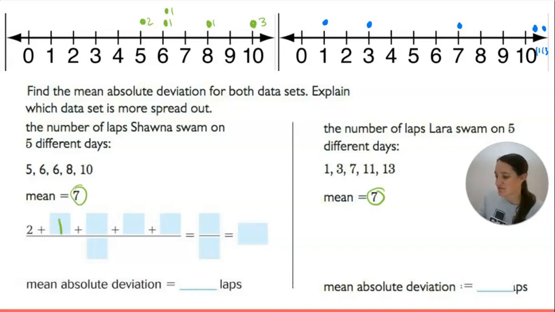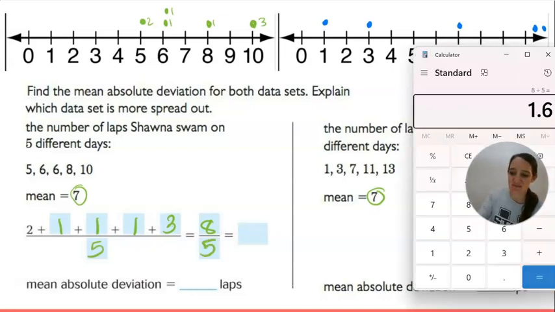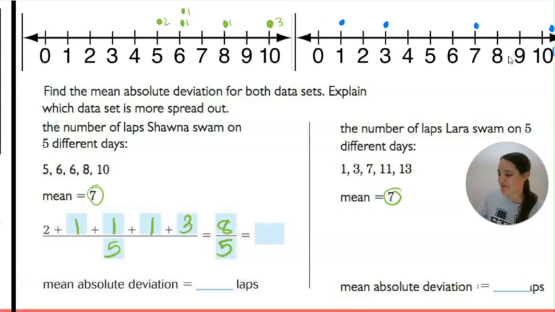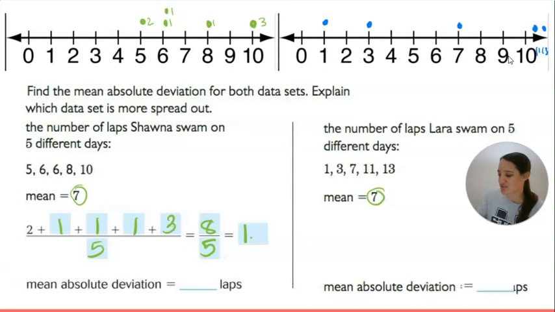So 2, 1, 1, 1, 3 — 3, 4, 5, 6, 7, 8. 8 divided by 5 days, right? So 8 divided by 5 is 1.6. So that seems like a fairly small mean absolute deviation.